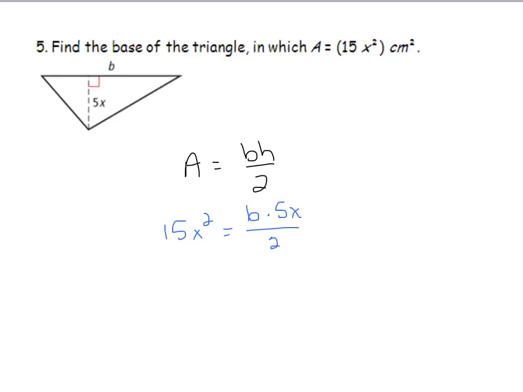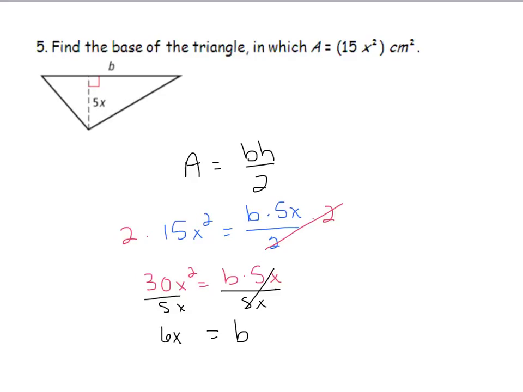Now all we have to do is solve for b. So remember, we have to get rid of the fraction, so we're going to multiply by 2. I have 30x squared equals b times 5x. And then to get b by itself, simply divide by the 5x, you guys. So b is actually 6x. And don't forget your units. We're talking centimeters.